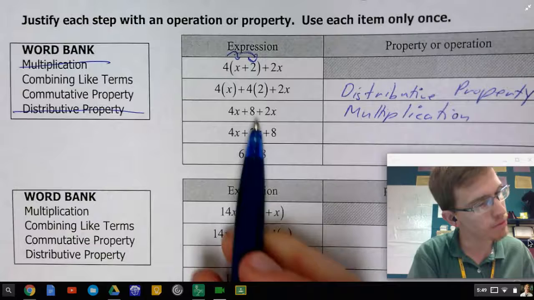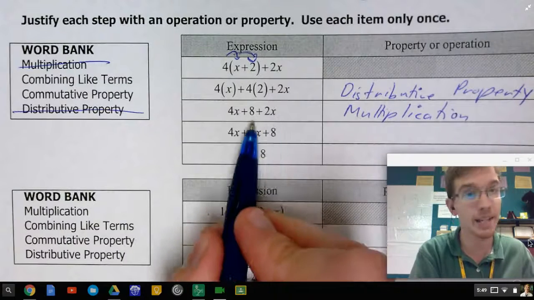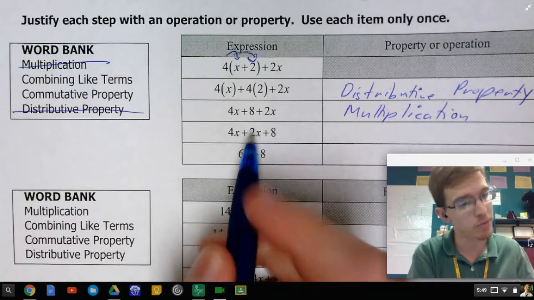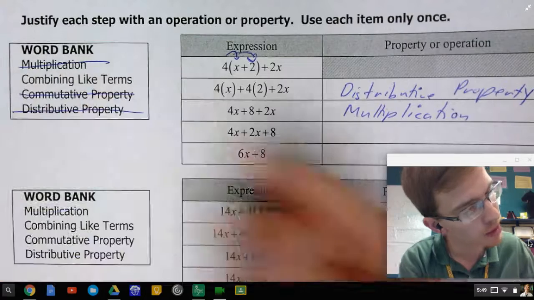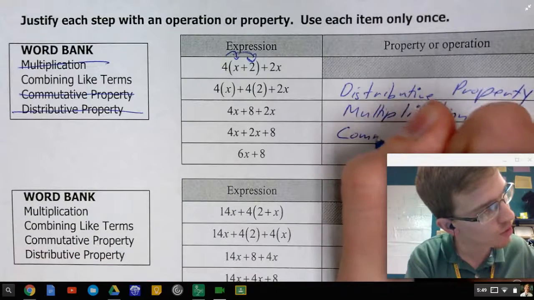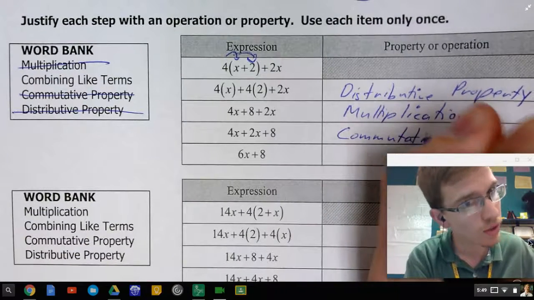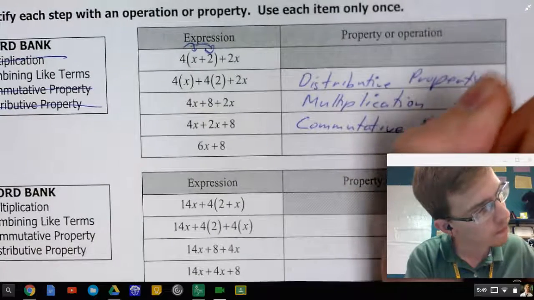Okay, next, to get from here to here, we actually switched the 8 and the 4x. That would be the commutative property.